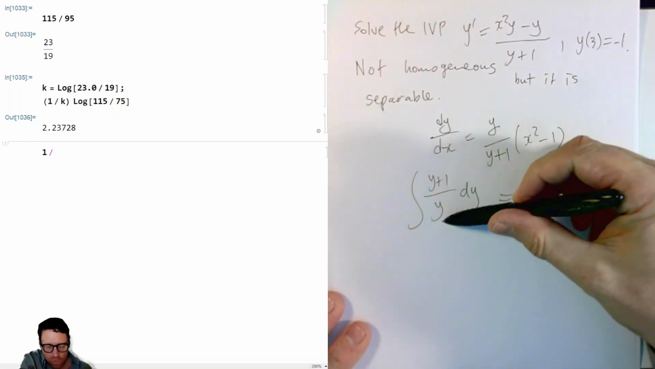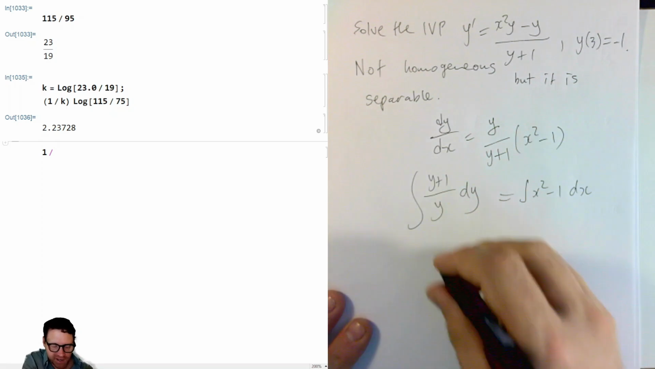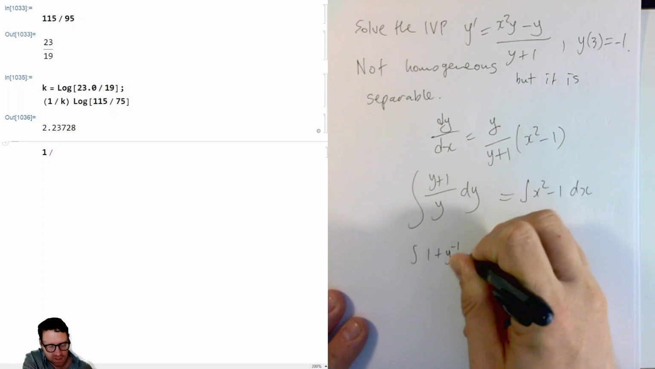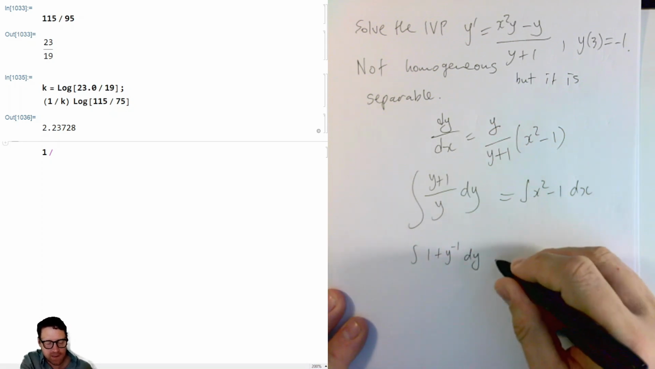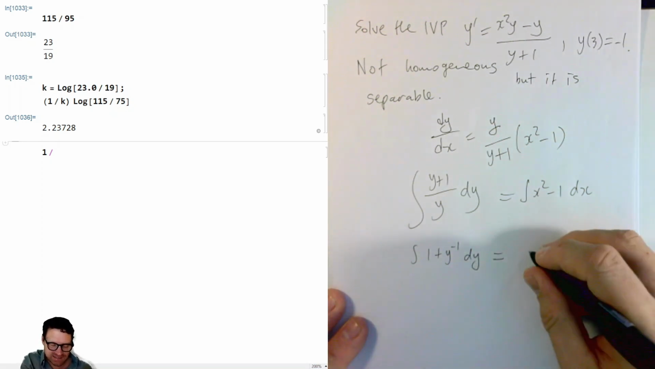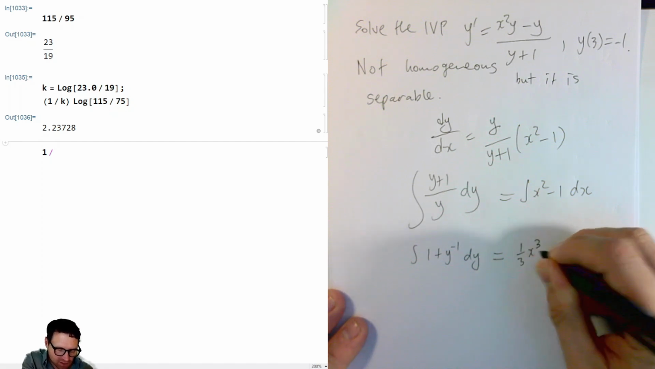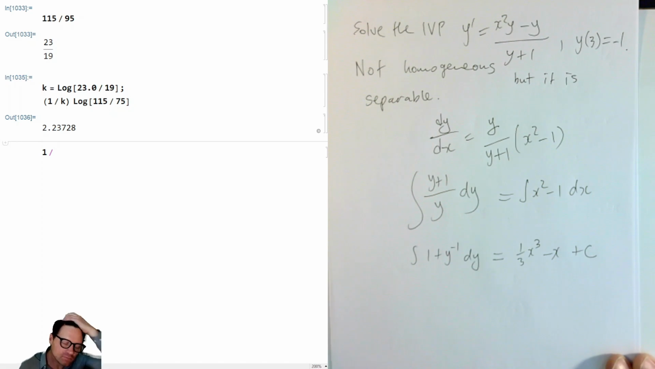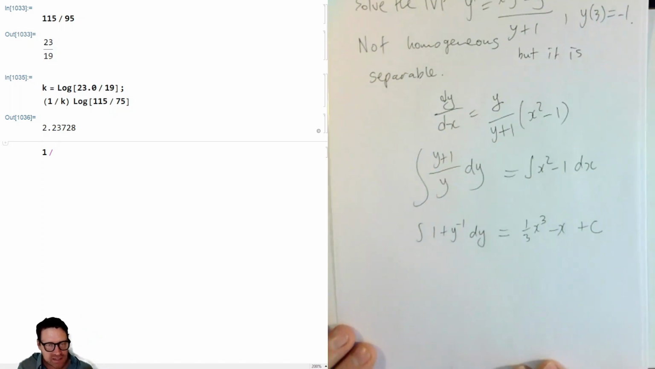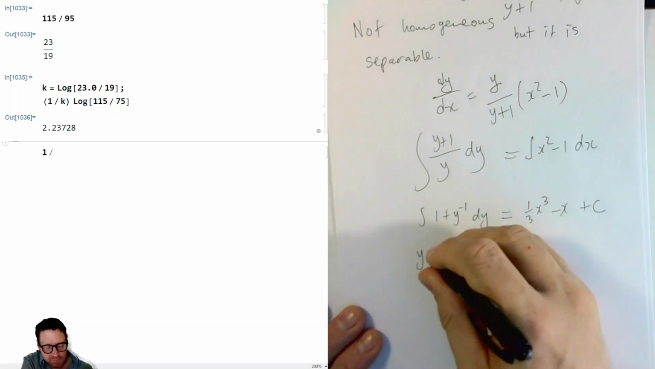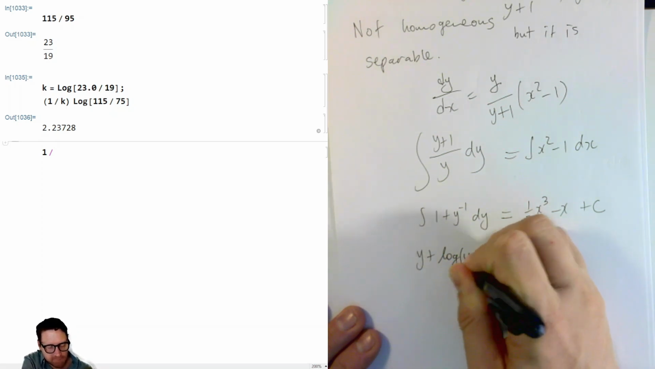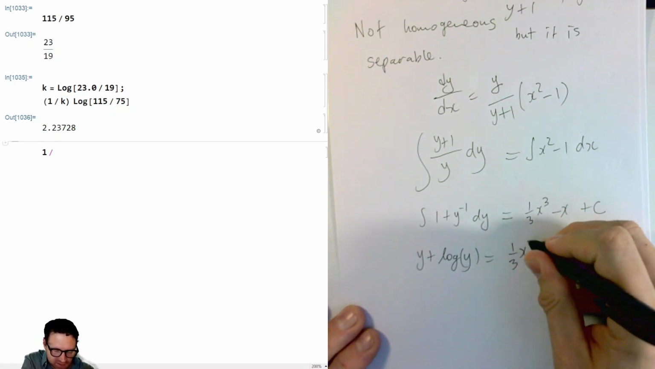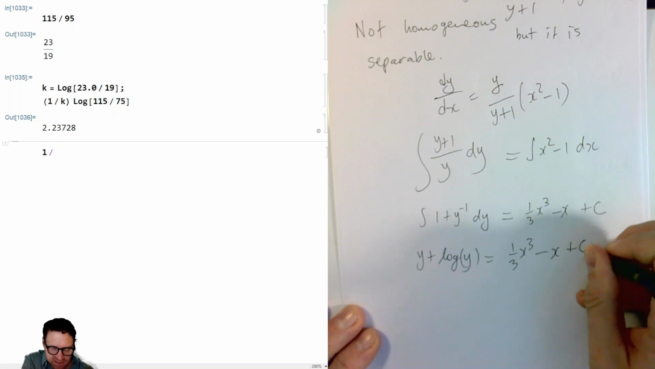So we can take this y into both terms of the numerator and call this the integral of 1 plus y to the minus 1 dy. And the right hand side is easy to integrate. We have a third x cubed minus x plus c. All right, now let's do the left hand side. We have y plus natural log of y is a third x cubed minus x plus c.